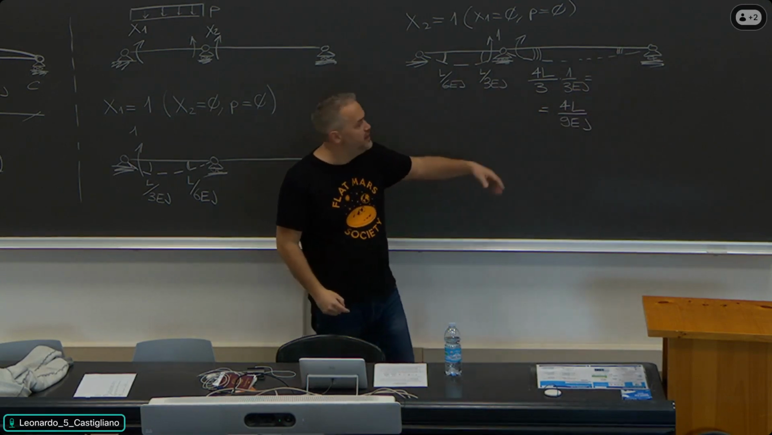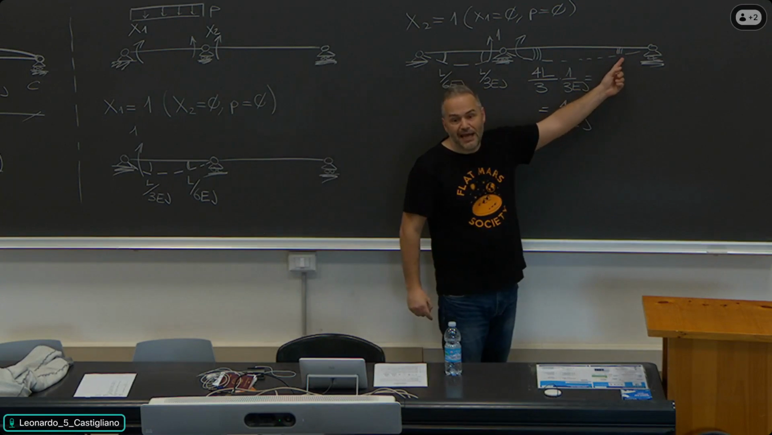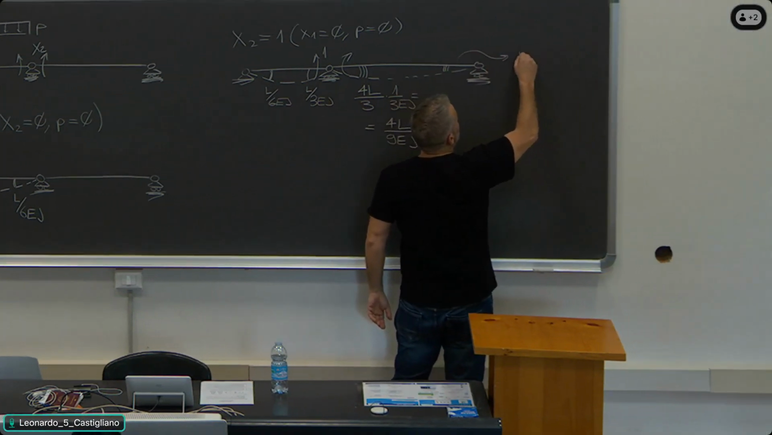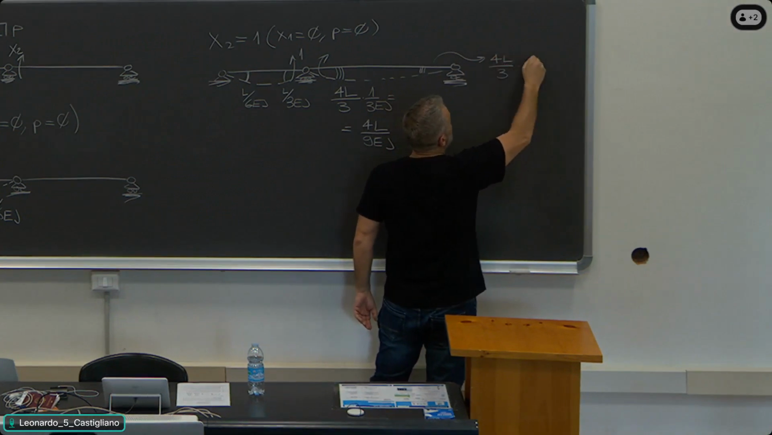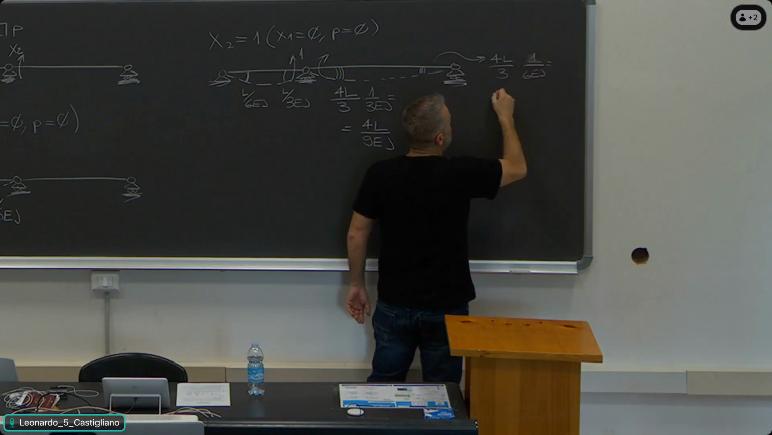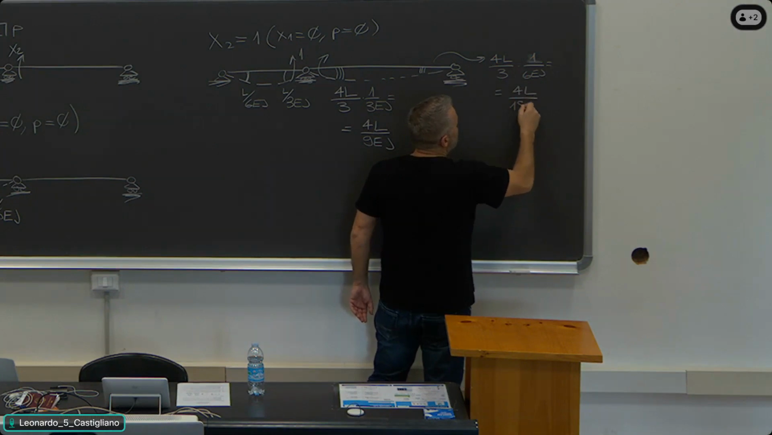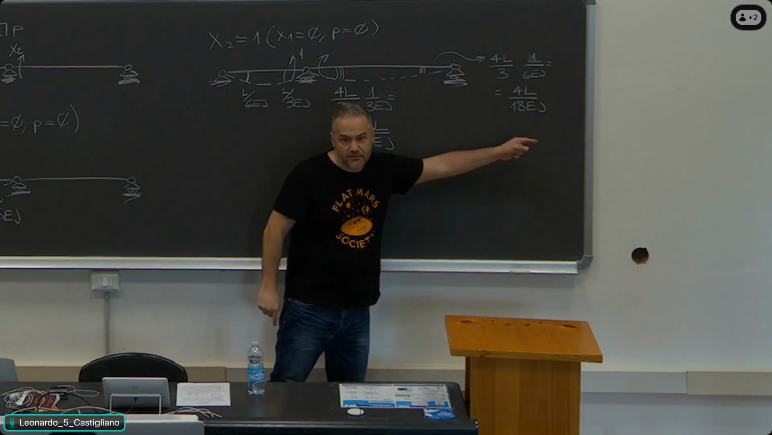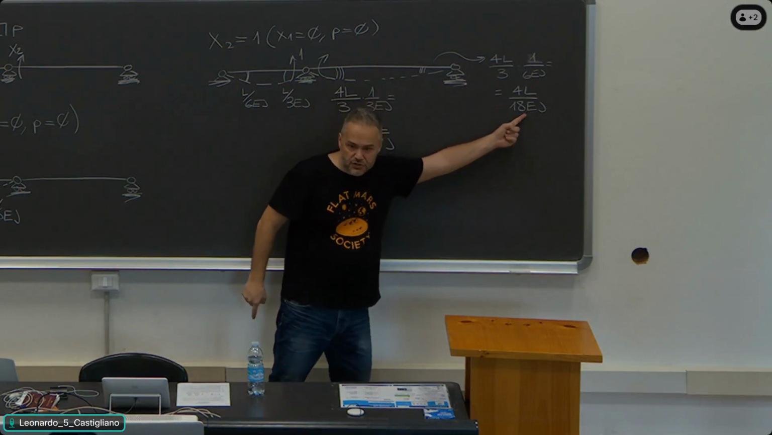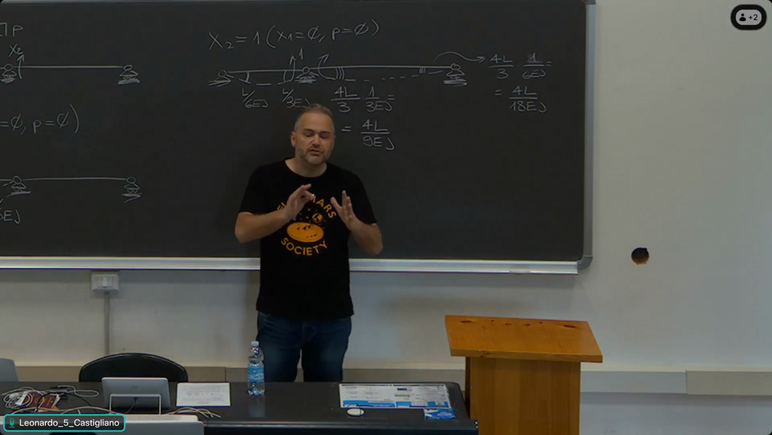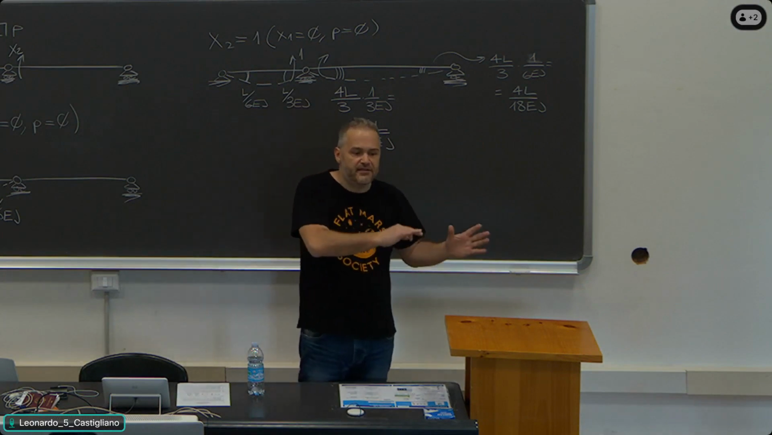Same way of thinking. In the standard case, this rotation would be L divided by 6EJ. In our case, the length is 4L divided by 3. So this rotation here is 4L divided by 3 times 1 over 6EJ, meaning 4L divided by 18EJ. And I leave it like this because I want to highlight the fact that, as in the standard case, this rotation is half as much as this one. This ratio between the rotations does not change if the length changes.